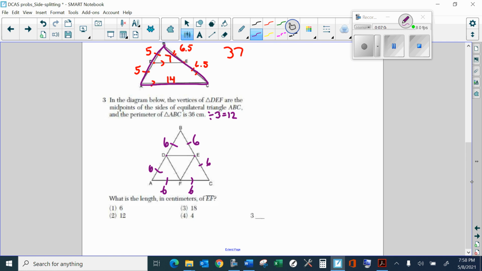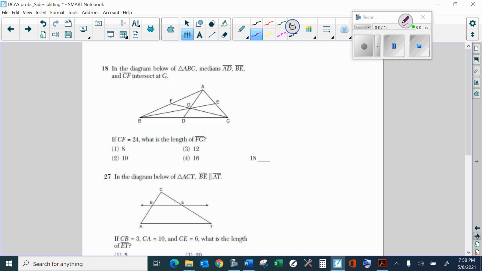What's the length of EF? EF, again, is half of its base. The base is 12, so this is 6. Right there. All right, here we have a centroid, because you see the medians. It's a centroid again.